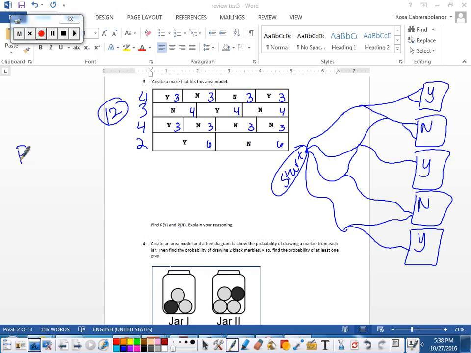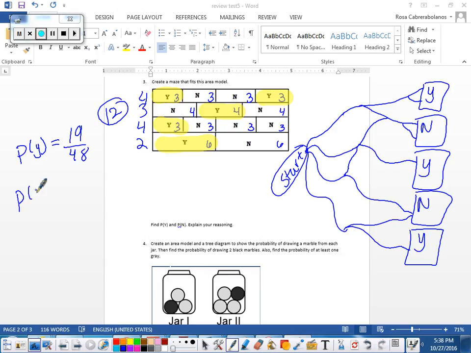And I'm going to find the probability of yes first. And I already said the total is 48. So I got to go in there, and I'm going to add all the yeses. So 3 plus 3 plus 4 plus 3 plus 6. And if I remember correctly, that was 19.